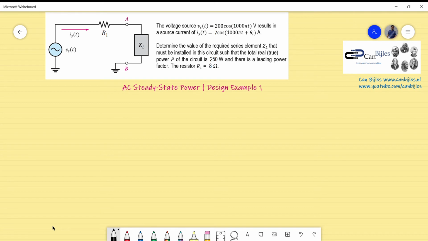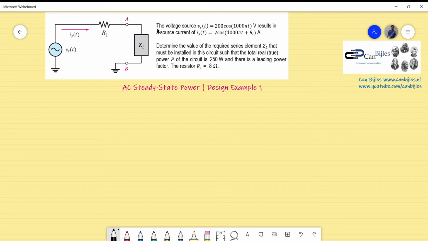In this video we will continue with the subject of AC steady-state power, and we will discuss a design example. This is our design example number 1. We have a circuit with a voltage source Vs which is connected to R1, and in series with that there is an element impedance ZL.